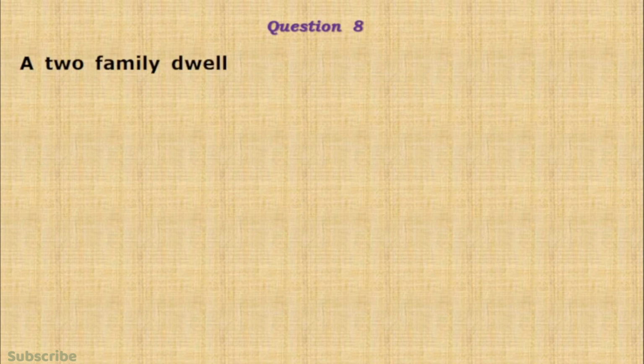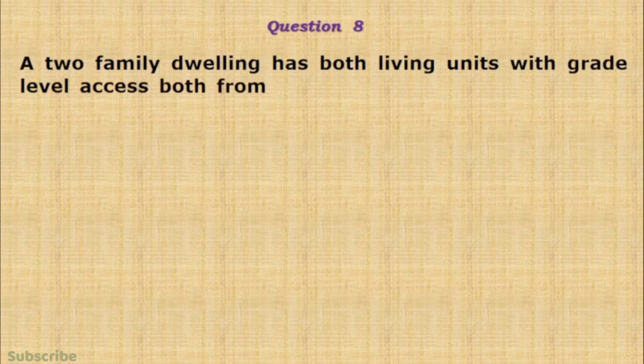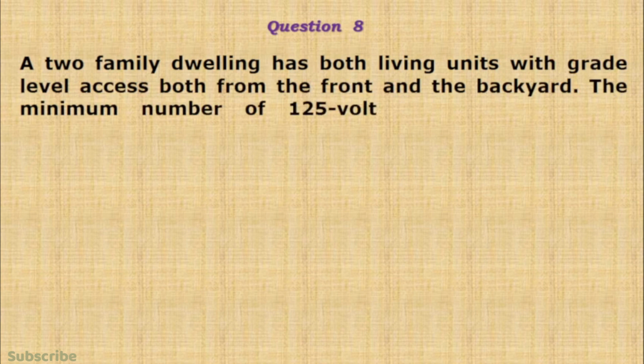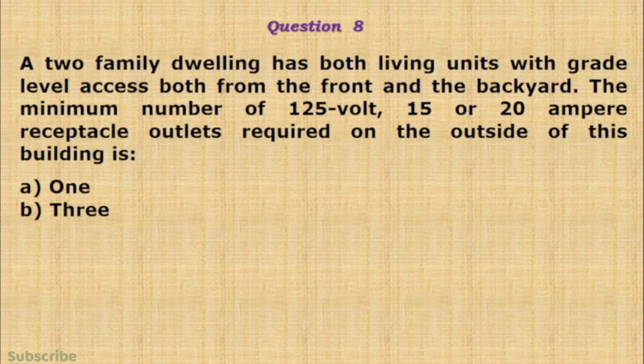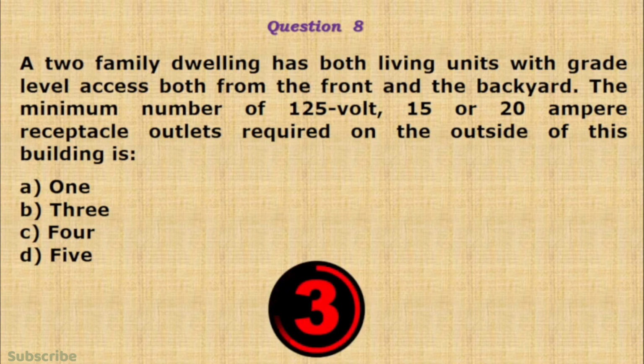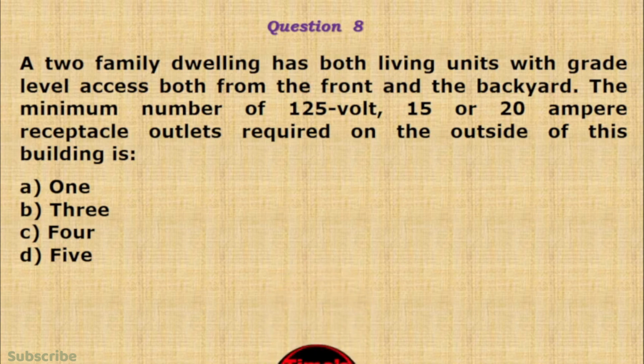Question number 8. A two-family dwelling has both living units with grade level access both from the front and the backyard. The minimum number of 125-volt, 15 or 20 ampere receptacle outlets required on the outside of this building is A. 1, B. 3, C. 4, D. 5. The correct answer is letter C, 4.